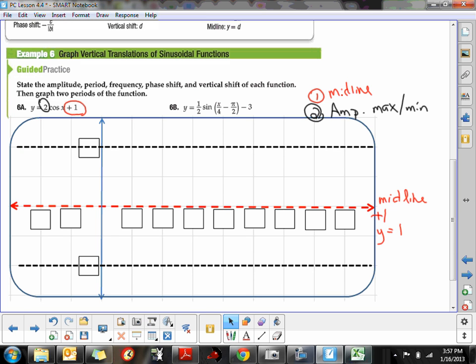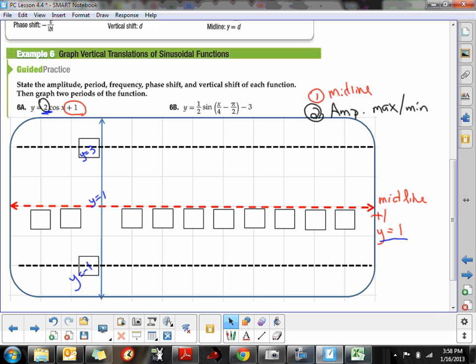So if the center line is at 1, as we stated, then the amplitude says we can go up 2 units from the center line. So when this is y equals 1, we can go up 2 from there, which means we will eventually get to y equals 3 as our max, and we can go down to y equals negative 1. So now I've established the highest and lowest points of the graph, so I've got the boundary lines for the graph to be drawn.